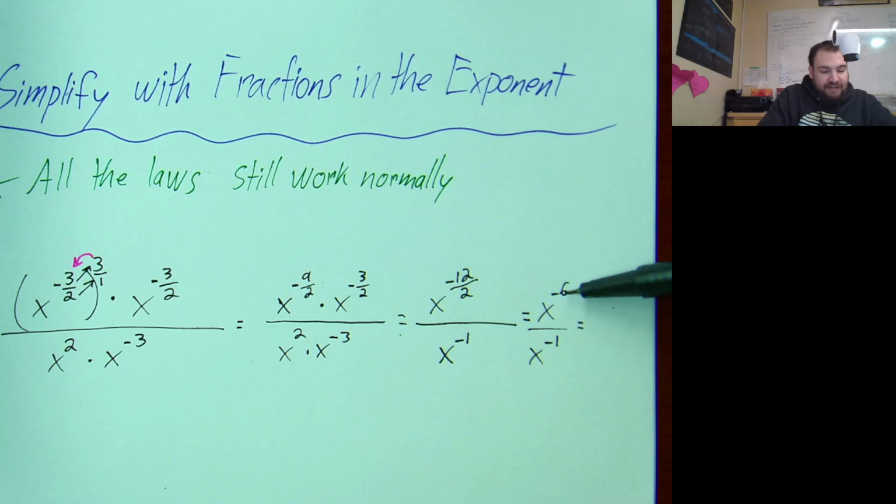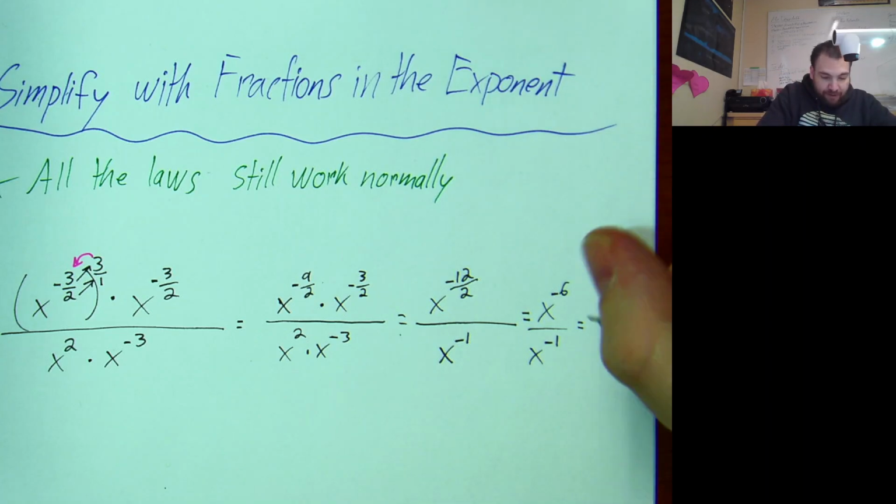If I got x to the negative 6 over x to the negative 1, when you divide the same base, we subtract exponents. Negative 6 minus negative 1 is the same thing as negative 6 plus 1. So that's going to give me x to the negative 5. And when you do that subtraction, it starts in the numerator. But because we know it's going to be negative, we can drop it down to the denominator right away.